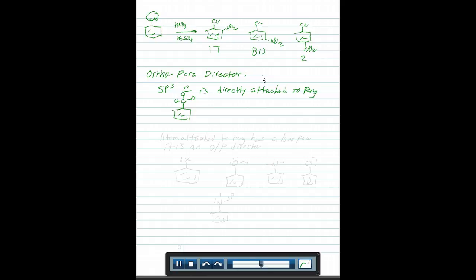The second class is if the atom attached to the ring has a lone pair.